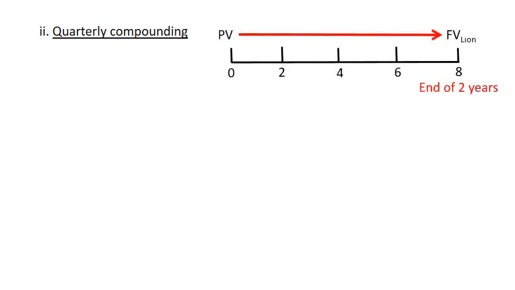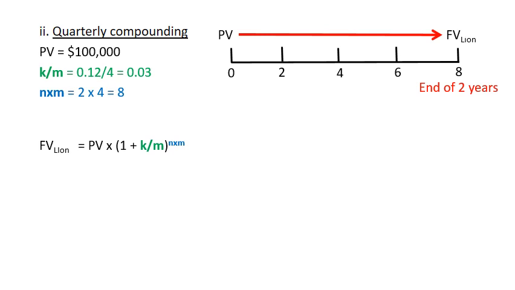Quarterly compounding. It means the interest is compounded every 3 months. So in 1 year, there'll be 4 times. For 2 years, there'll be 8 times. Same thing, we're finding the future value at the end of 2 years, so we are looking at FV Lion. The PV remains the same at 100k. The difference here is that K divided by M equals 12% divided by 4 equals 0.03, and M times N equals 4 times 2 equals 8.